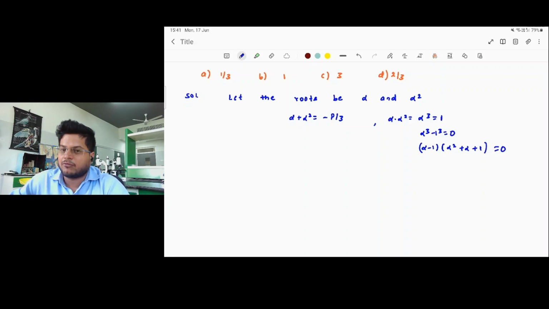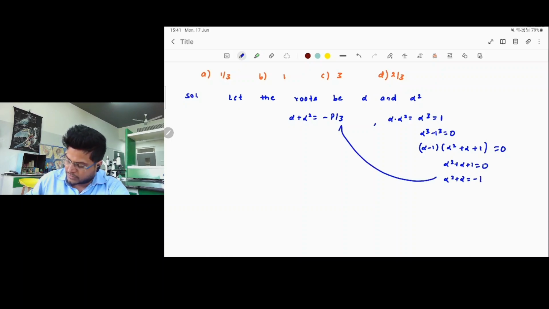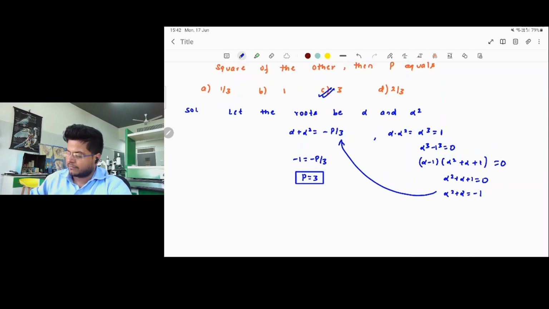Right. So we have already seen that alpha equals 1 is not helping us out, isn't it? So what other possibility we have? We have the other possibility that alpha square plus alpha plus 1 should be equal to 0. So what is alpha square plus alpha? It is minus 1. This minus 1 value you can feed here. So you got minus 1 equals minus p by 3. So what is p value? We got p equals 3. Are we clear on this?